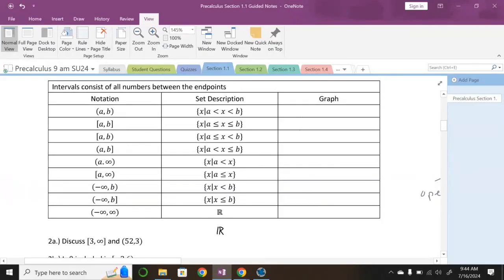I didn't do any of these graphs. Let me do just one interesting one like this one. So this would be A here, B here. Closed point here, open point here, everything in between. But notice A and B can be anything you want, right? It could be pi to 17. It could be -3 to 0. It could be whatever you want. Just A to B. That's what those are showing.